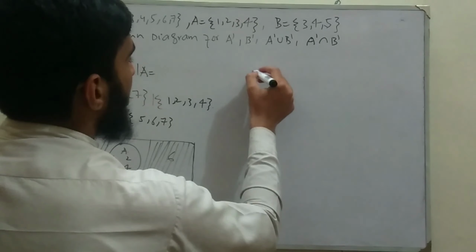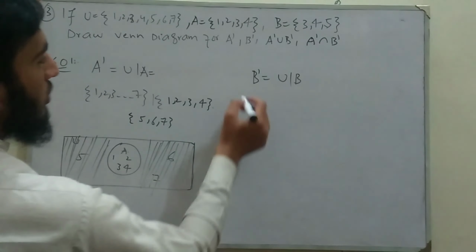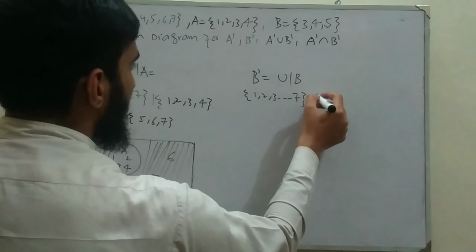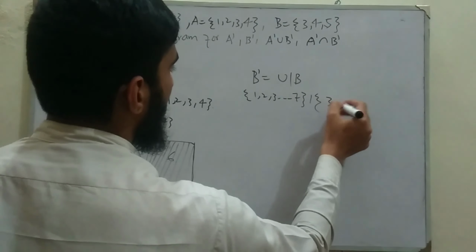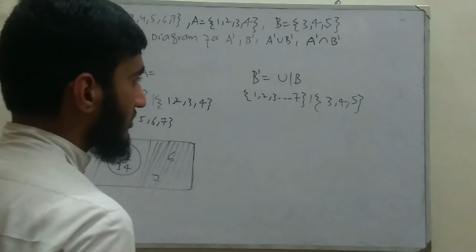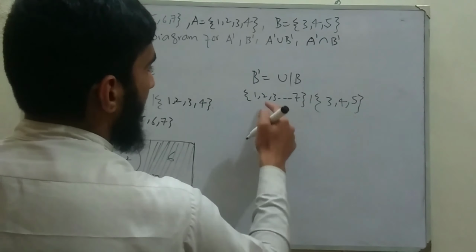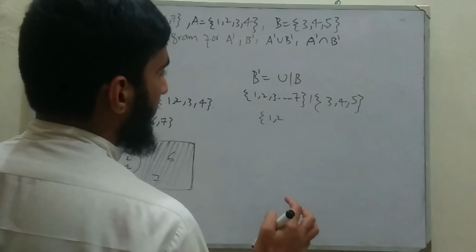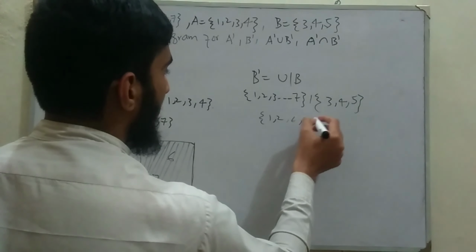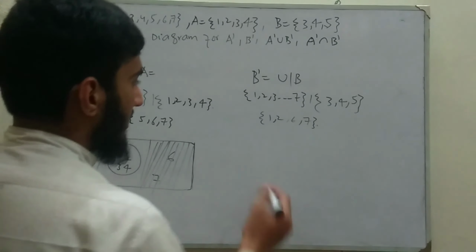Now we are going to find B complement. B complement means the subtraction of B from the universal set, U minus B. U is {1, 2, 3, 4, 5, 6, 7}, minus the B set, which is {3, 4, 5}. The elements which are in the universal set and not in the B set will be our difference. The elements 1, 2 are in the difference, but 3, 4, 5 are included in both sets, so they are not part of the difference. Our difference will be 6 and 7, along with 1 and 2.